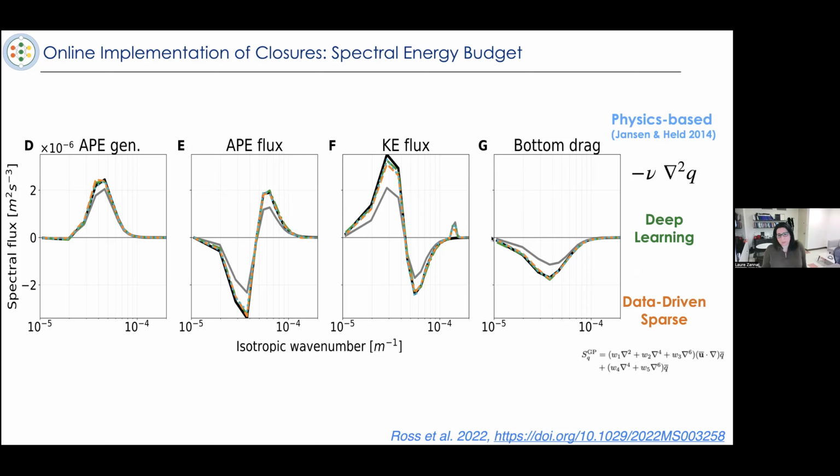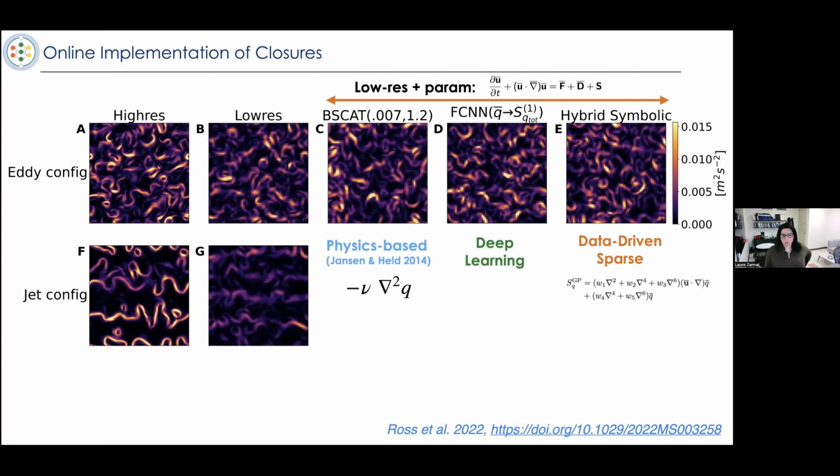And so they all do kind of equally-ish well. Now, what happens if I take those equation-discovered ones, or the physics-based one, and implement them? It's still a QG model, but now rather than isotropic-type turbulence, we have jets. So let's have a look.